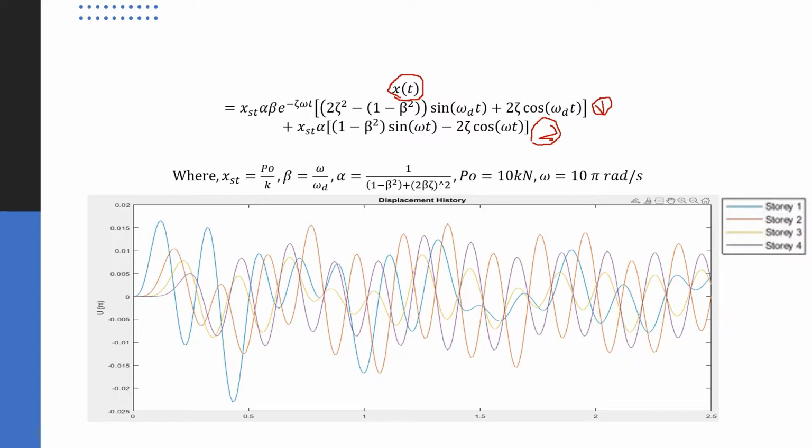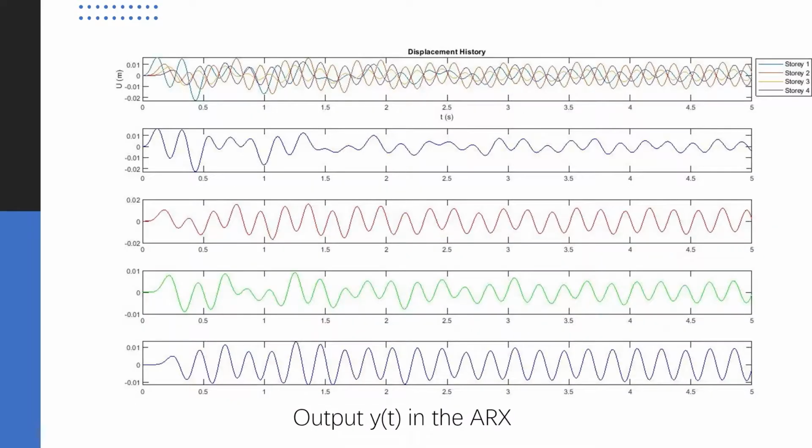The figure on the slides shows the displacement plot for each degree of freedom over a total of 2.5 seconds. The sampling time for each discrete displacement is 0.01 seconds. The figure shows the displacement for each story. As we can see on the figure, the transient response is quite obvious in the first 1.5 seconds, and after 1.5 seconds, the steady-state response dominates the displacement.